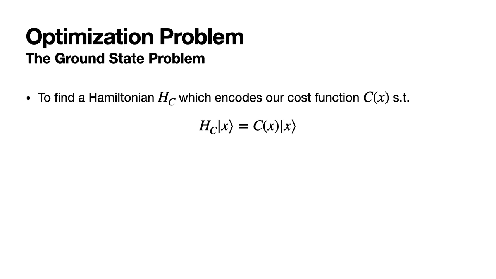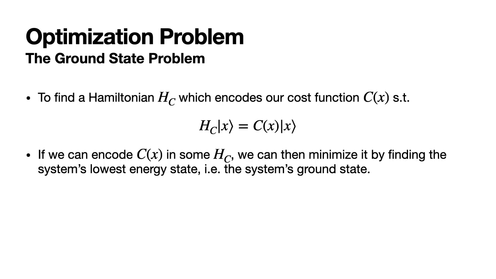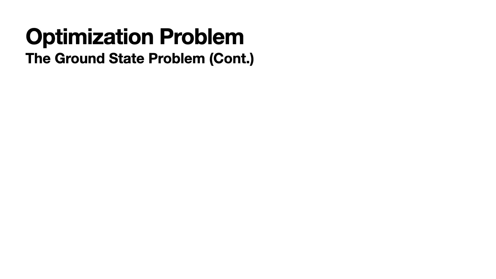If we can construct such a Hamiltonian Hc that encodes the cost function c of x into its eigen equation, then minimizing c of x becomes equivalent to finding the ground state, or lowest energy eigenstate, of the quantum system described by Hc. But how can we actually build this mapping?